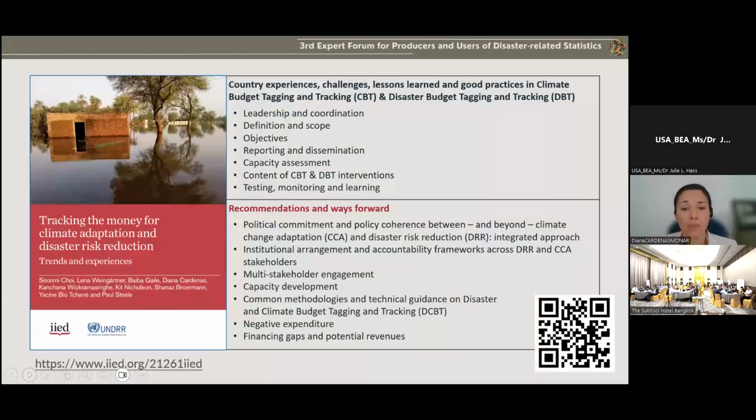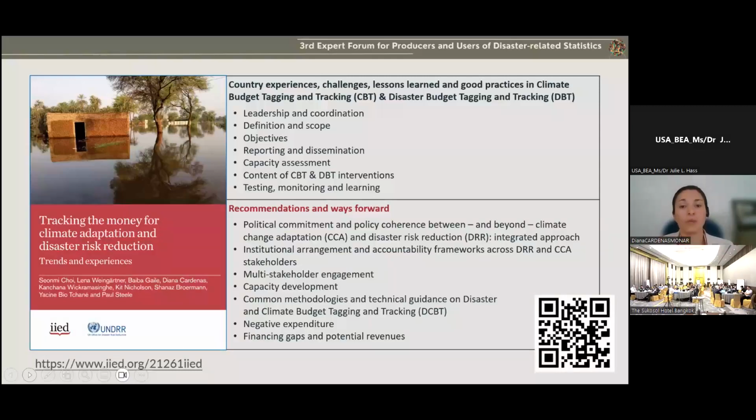Also, a very important thing is multi-stakeholder engagement, because at this point we're just discussing the national accounts, and we're just looking at the public side. But then we have another whole picture of the private side. Then capacity development is also a very important aspect to work on. Work on common methodologies and technical guidance on disaster and climate budget tagging and tracking is a big challenge, but this is quite generalized in all of these aspects.